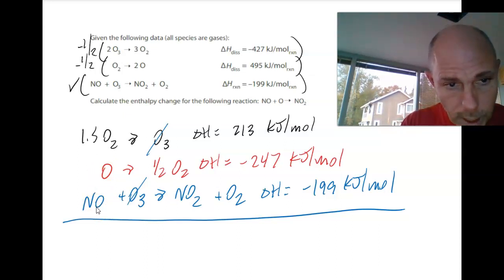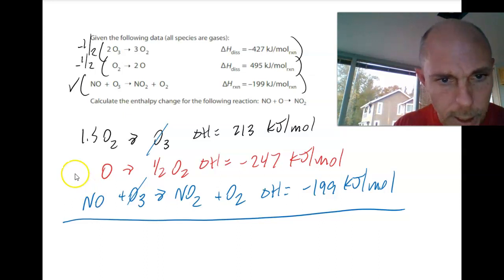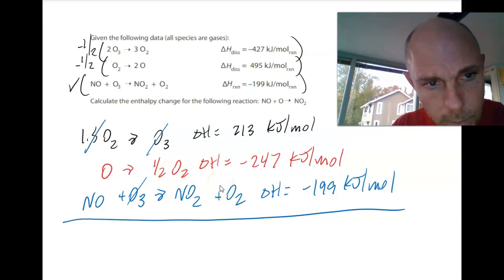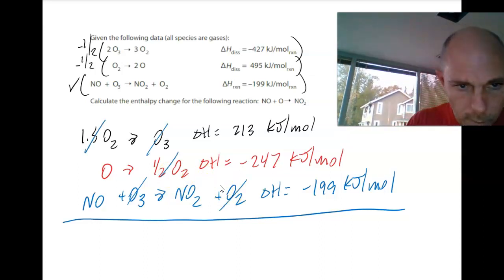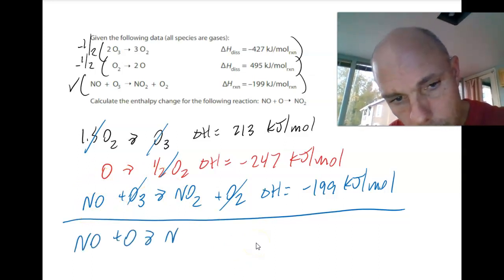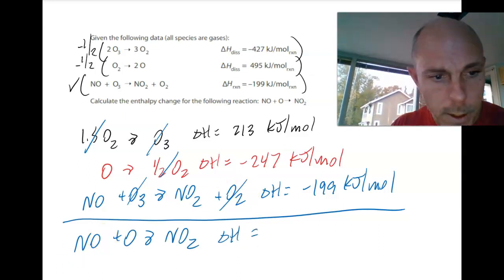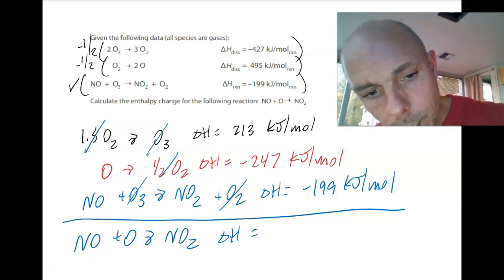So I started to cross some things out, and then I wanted to wait so you could see it because that's so exciting. Ozones I've crossed out as a reactant and a product. Looks like I have 1.5 moles of oxygen on the left here, and then I have 1/2 mole of oxygen and a mole of oxygen on the product side here. So those are going to cancel as well. The 1.5 moles of oxygen will cancel the 1.5 moles of oxygen. And am I left with anything else? I've got NO and oxygen yielding NO2. So I've got my overall reaction, NO plus O yields NO2, and the delta H is going to equal the sum of those numbers, which is negative 233 kilojoules per mole.